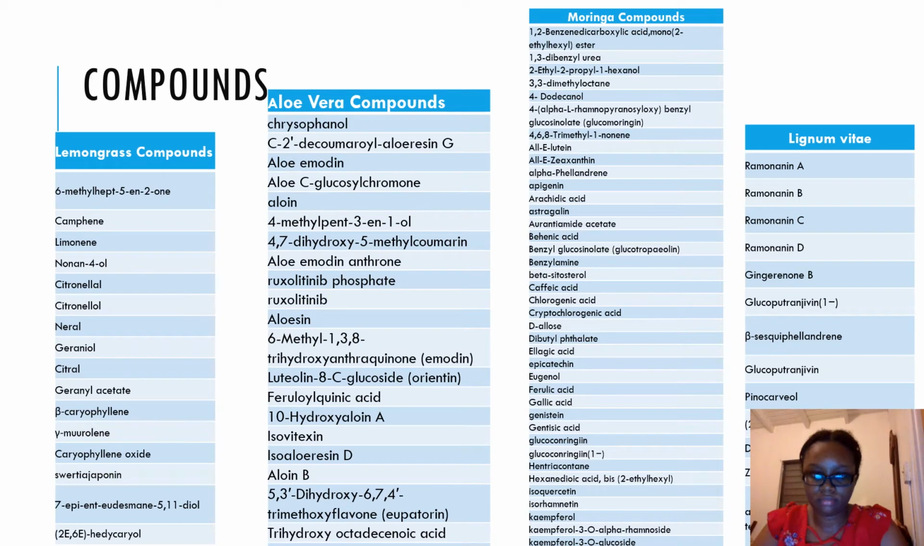In this slide, it shows the compounds from the 4 Caribbean plants that I have chosen. There was a total of 125 compounds distributed together from each plant. So on the left were the compounds from the lemongrass. Next was the aloe vera plant compounds, the moringa compounds, and the lignum vitae compounds on the right.